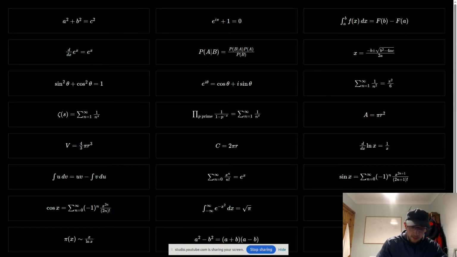E, the next number to consider is E, which is 2.7188284590452353600287. And it is the natural base of logarithms. It is the limit as n approaches infinity of 1 plus 1 over n, all to the power of n.